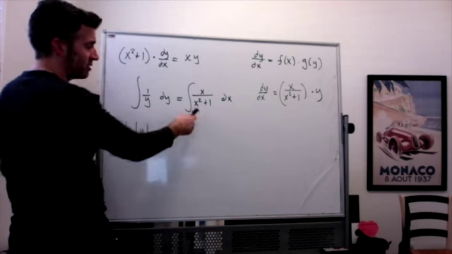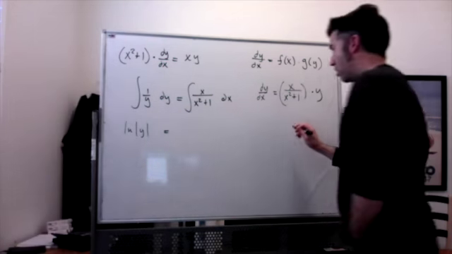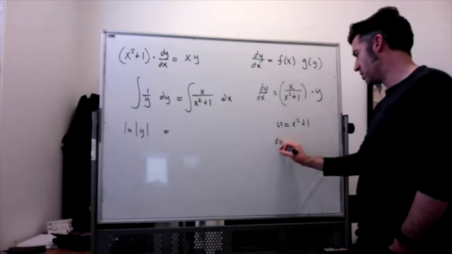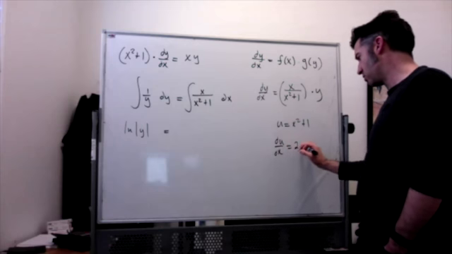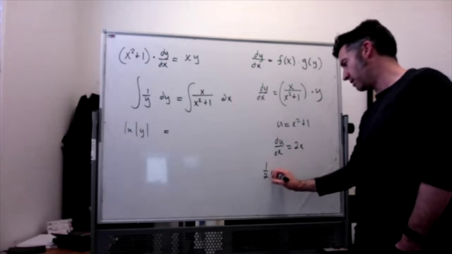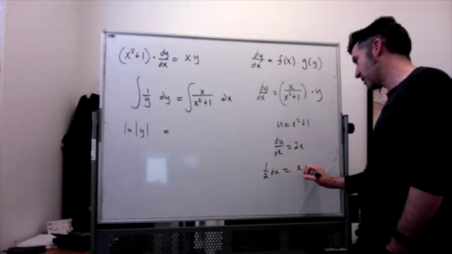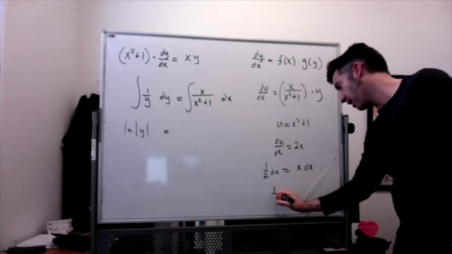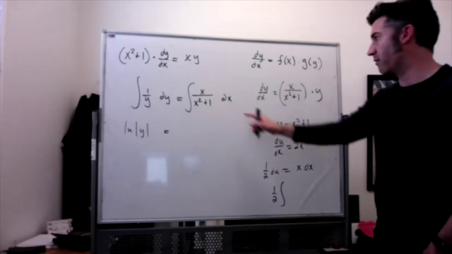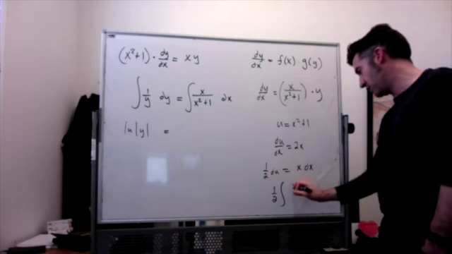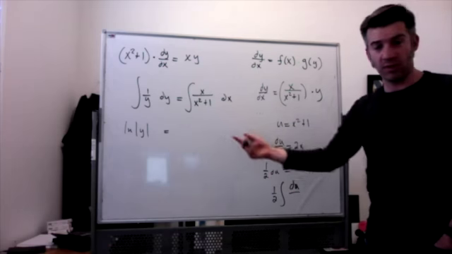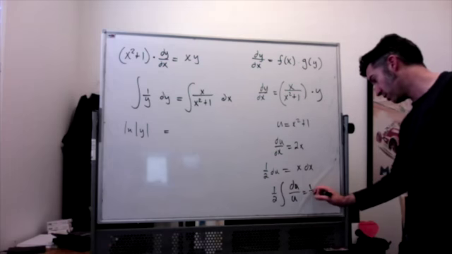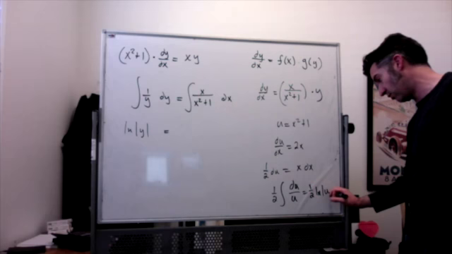Integrating this requires a u substitution. So we're going to do u equals x squared plus 1. du/dx is 2x, so 1/2 du is equal to x dx. So this integral becomes 1/2 the integral of 1/2 du over u, since x squared plus 1 is u. The integral of that is going to be 1/2 the natural log of u. Sorry, 1/2 the natural log of the absolute value of u.